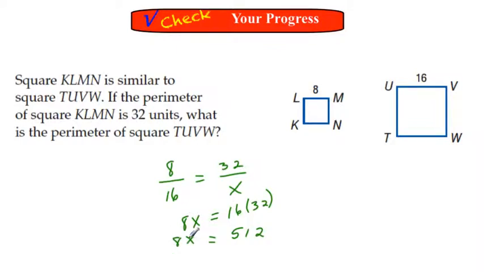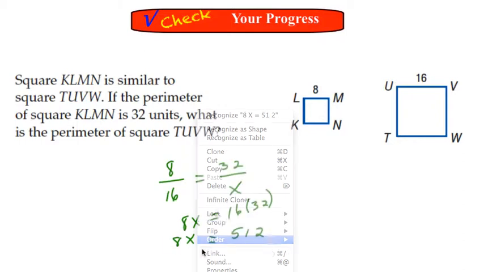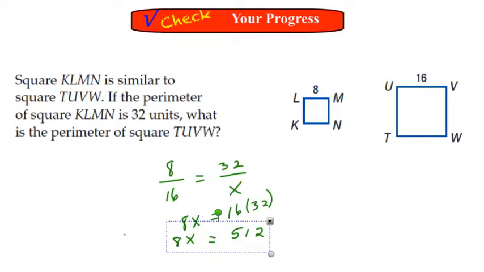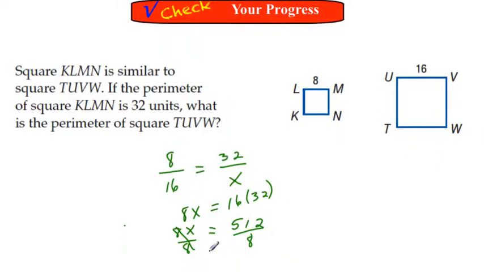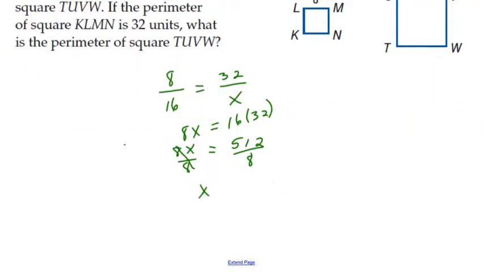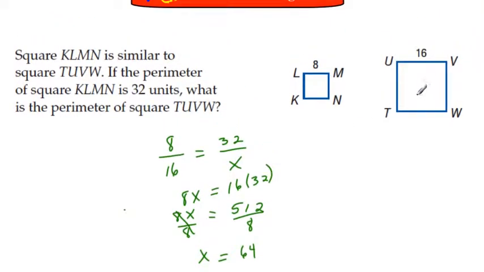And if we divide both sides by x, see if I can, divide both sides by 8, I think I said x. Dividing both sides by 8, we end up with x is equal to 64. So that says that the perimeter of the bigger square is 64 units.